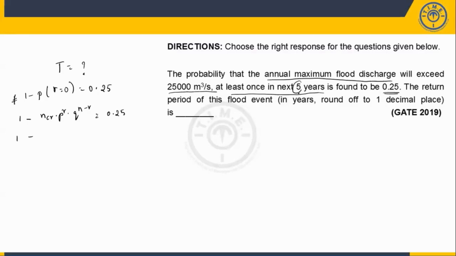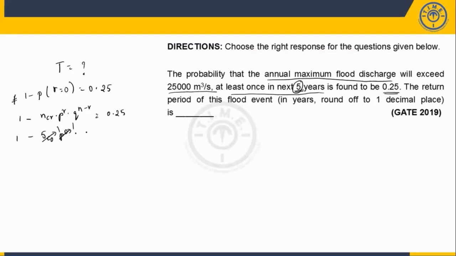Now, what is N? N is the next 5 years, right? At least once in how many years? Next 5 years. 5C5, 5Cr, 5C0. 5C0, next p power r, p power 0. P is how much? We don't know, because P is 1 by T. P power 0 goes to 1. 5C0 goes to 1.